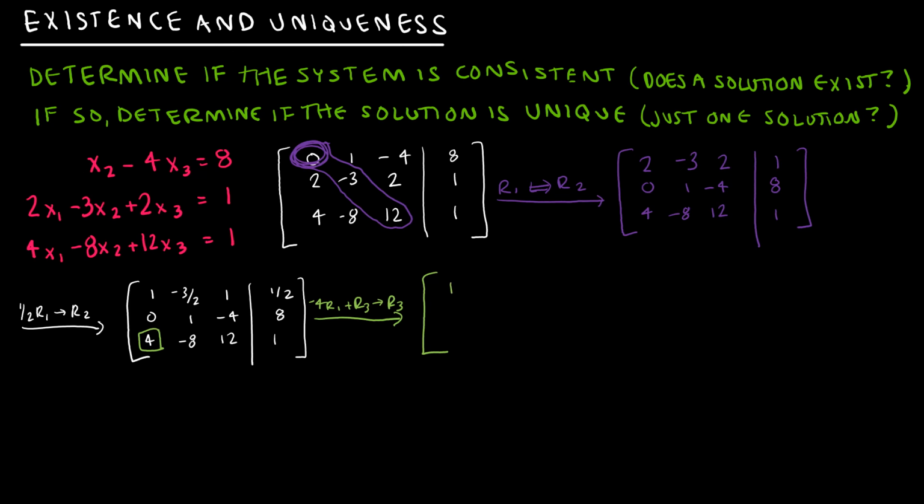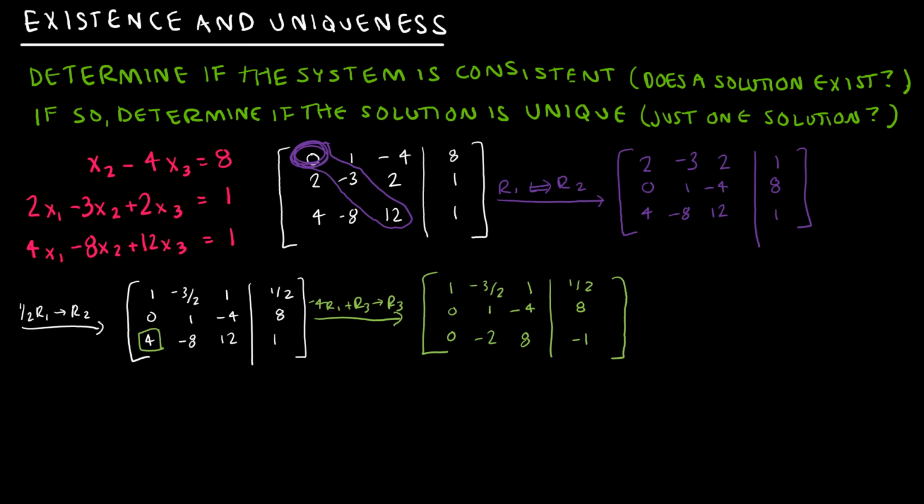So row 1 remains the same. Row 2 remains the same. And row 3 is now negative 4 times row 1 plus row 3. So that's going to give me a 0 here. It's going to give me 12 halves, so 6 and negative 8 is negative 2. Negative 4 times 1 is negative 4, plus 12 is 8. And then negative 4 times 1/2 is negative 2, plus 1 is negative 1.